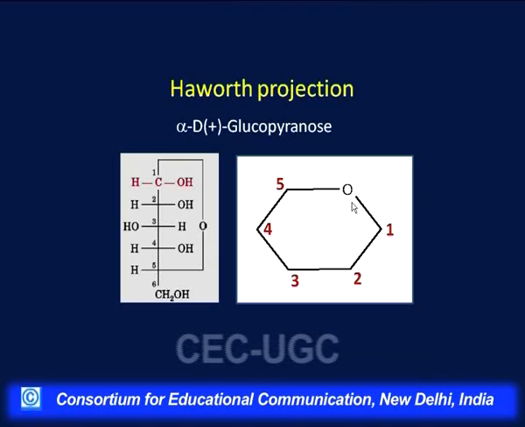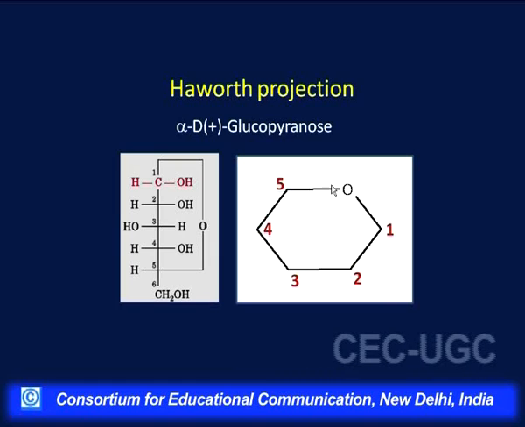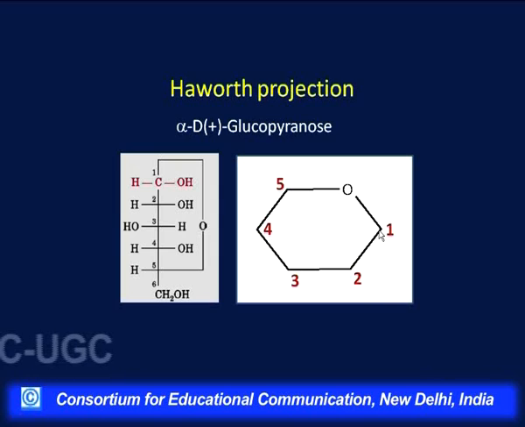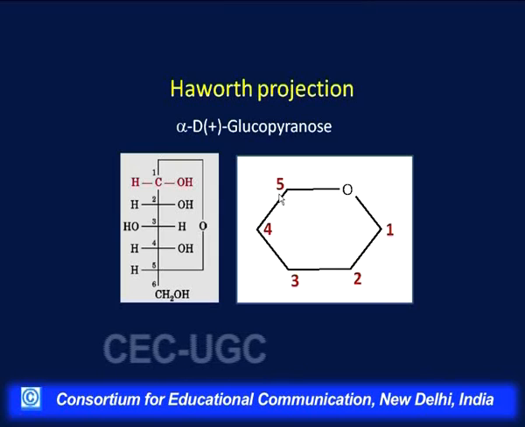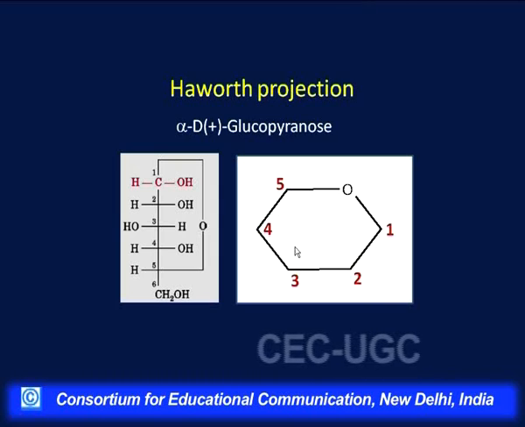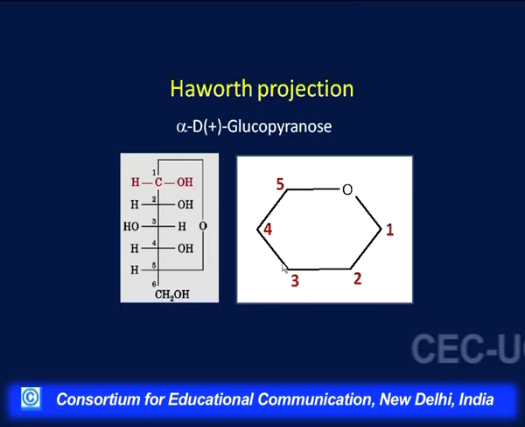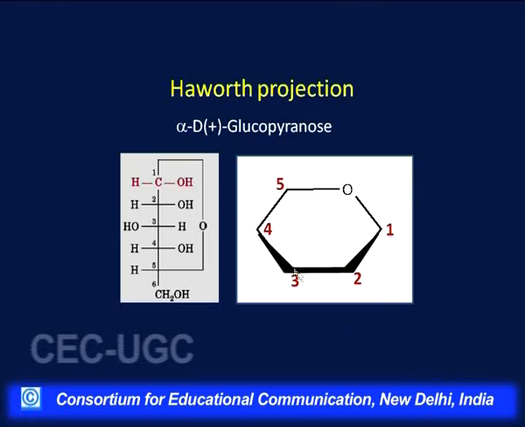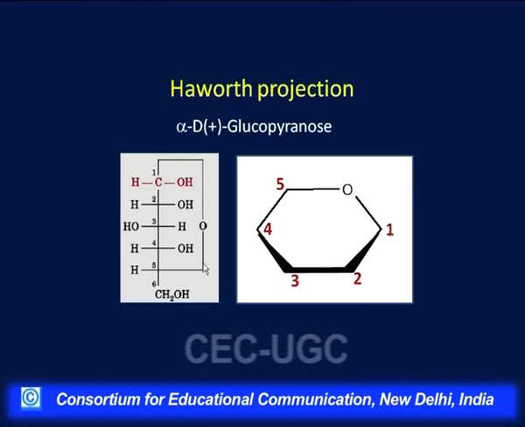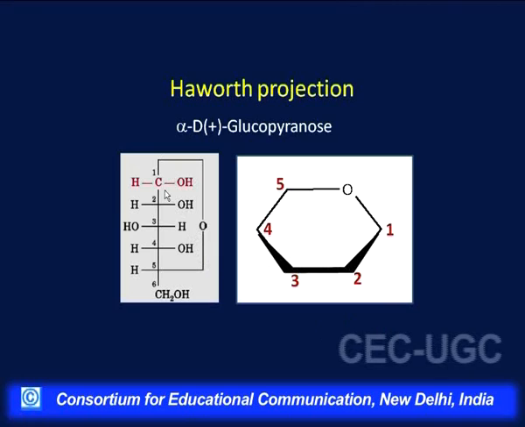Whenever we draw a 6-membered ring structure, this position by convention is fixed for oxygen, and we will count the carbons from the right side: 1, 2, 3, 4, 5, and so on. Then in order to show the correct horizontal position, we make these lines slightly thicker, which shows that it is horizontal. Now, what happens to the substituents?